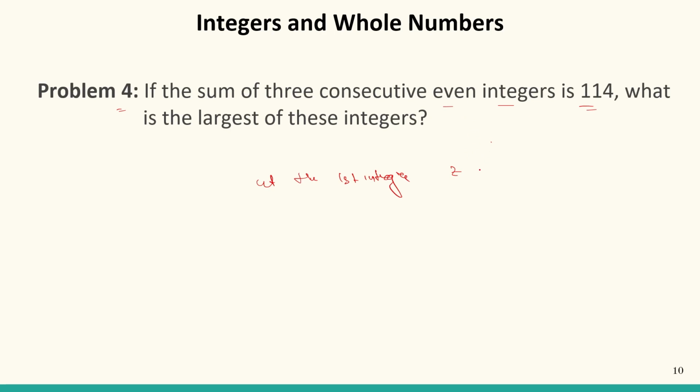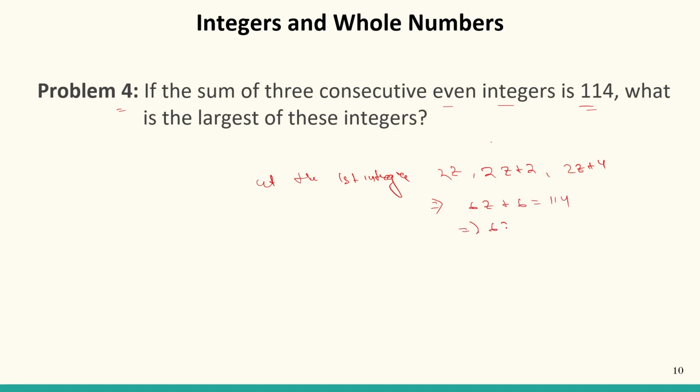Let the 3 integers be 2z, where z is some natural number. And the next integer will be 2z plus 2, right? And the next one will be 2z plus 4, that is this much plus 2. So let's try to sum these up. Adding all these, it will be 6z plus 6 is equal to 114.